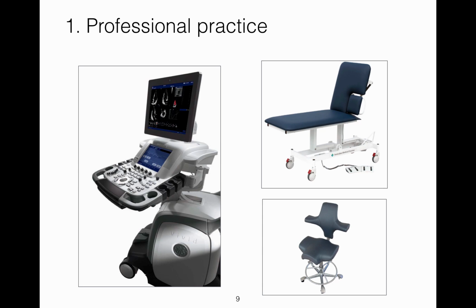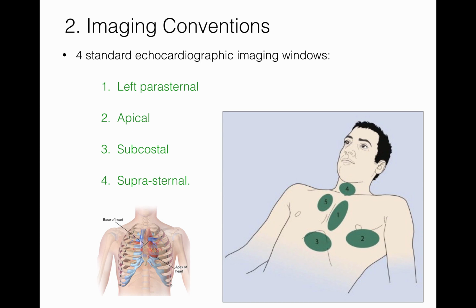As modern ultrasound machines have been designed with sonographer ergonomics in mind, learning to utilize the adjustable monitor, keyboard and platform will help. Adjusting the chair you sit on, as well as the patient couch, are also helpful. Two, imaging conventions. There are 4 standard echocardiographic imaging windows. They are the left parasternal, the apical, subcostal, and suprasternal windows.